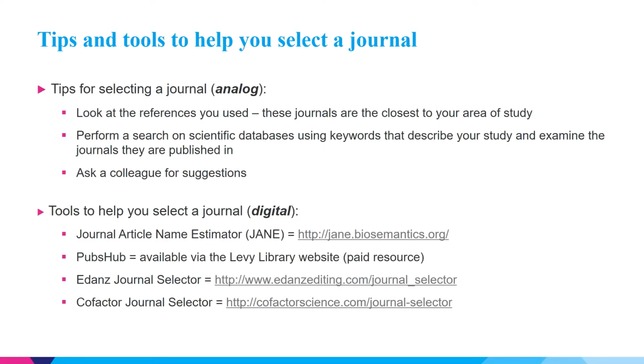There are a bunch of tools that are available to help you select a journal. We're going to be taking a look, as I mentioned, at the first two. So the Journal Article Name Estimator, which is also called JANE, and PubsHub, which is a paid resource available via the Levy Library website. There are also other journal selector tools available on the internet. So although we're not going to be looking at those, you can take a look at them on your own in the future if you want some more options.